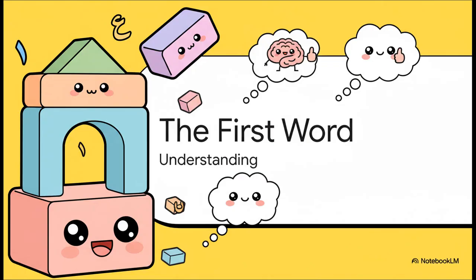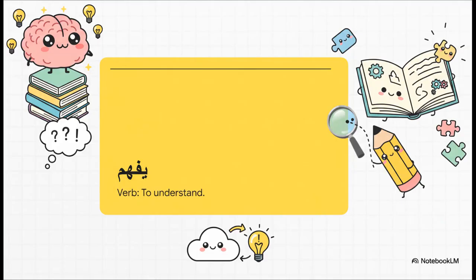All right, so where do we start? Well, with any sentence, the engine is really the verb, the action word. So we're going to start with one of the most useful actions you can possibly express. Simply understanding something. And here it is. This is yafham. Specifically, this means he understands. Now, in Arabic, the verb actually changes a little bit depending on who's doing the action, which is kind of cool. We're just starting with the he form to keep it simple. This word, yafham, is our first and most important building block. Got it? Okay, let's hang on to this piece.